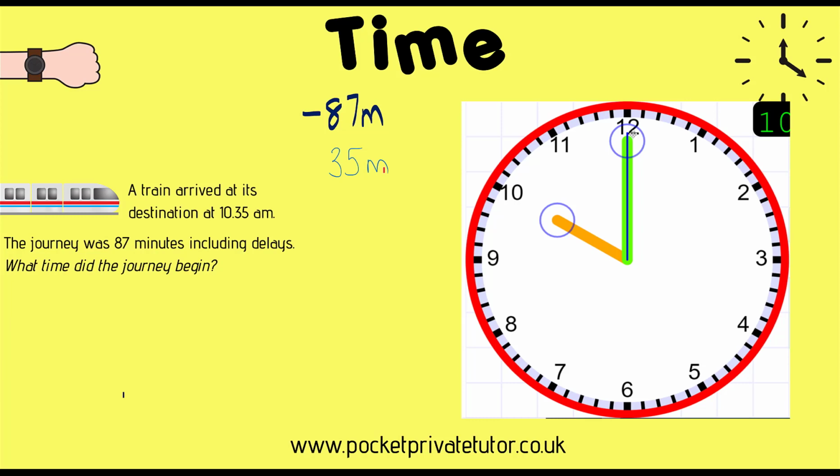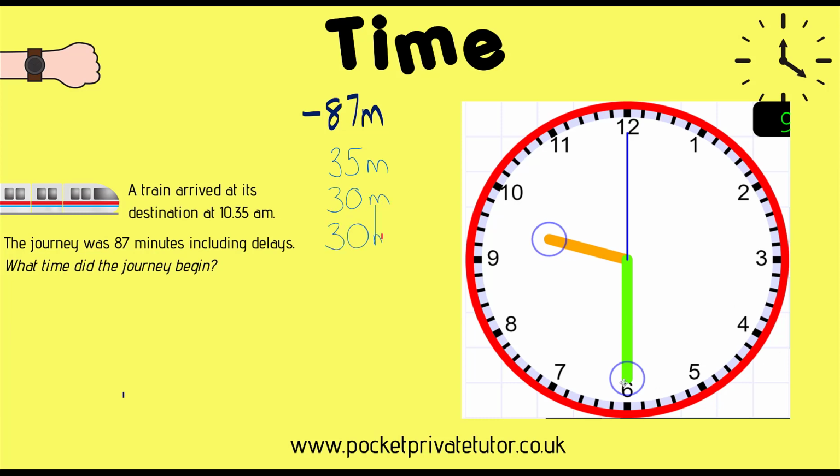But you might want to work in half an hour's or 10 minutes or 15 minutes, whatever you feel comfortable with. So from 10 o'clock, I might want to jump just back half an hour first to 9:30, which was 30 minutes. Now if I did another half an hour, another 30 minutes, which takes me to 9 o'clock, I can see I've actually gone too far because I've taken away 35, 30 and 30, which actually adds up to 95. So I've gone too far.